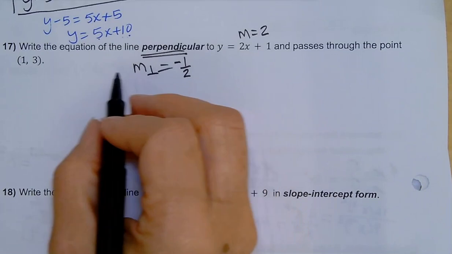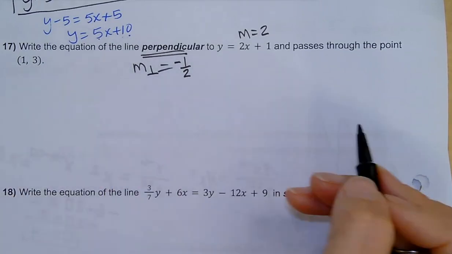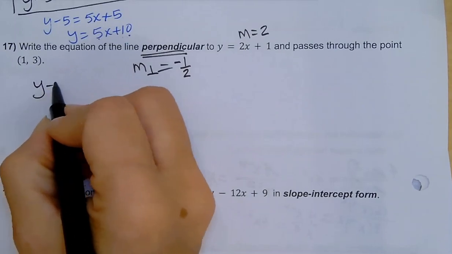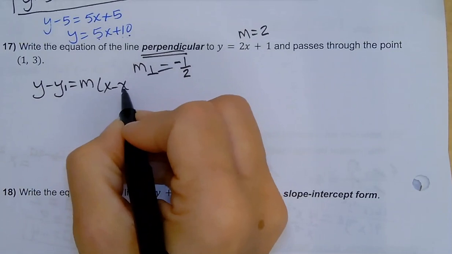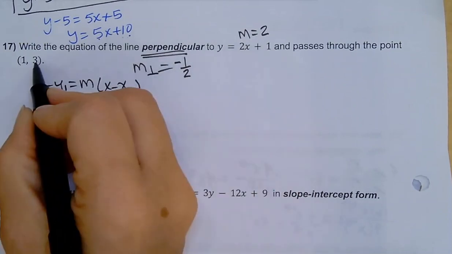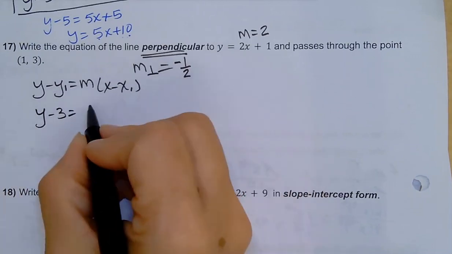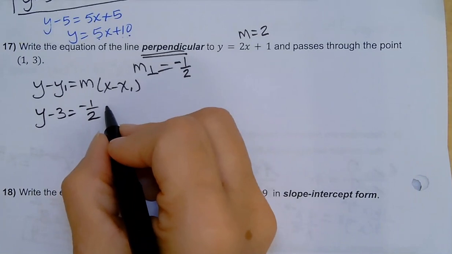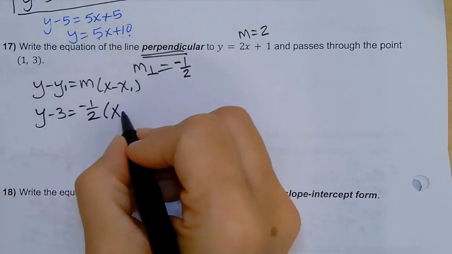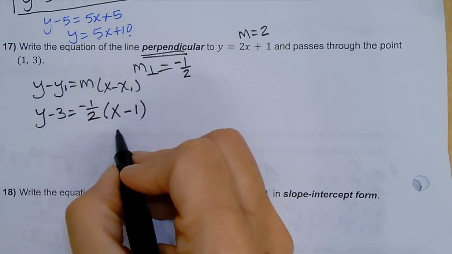So now I have everything I need to write the equation of a line. I'm going to say y minus y sub 1 equals m times x minus x sub 1, because I have a slope and I have a point. So this is y minus 3 equals my perpendicular slope, the opposite reciprocal, negative 1/2, times x minus 1. Okay, this is the point-slope format.